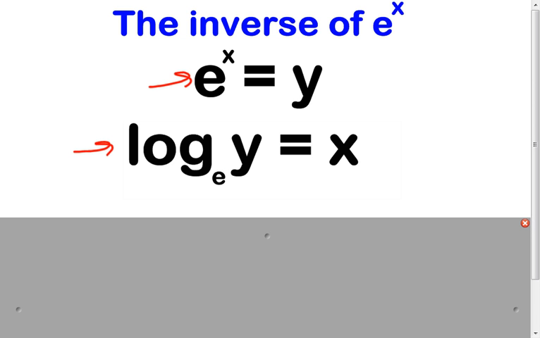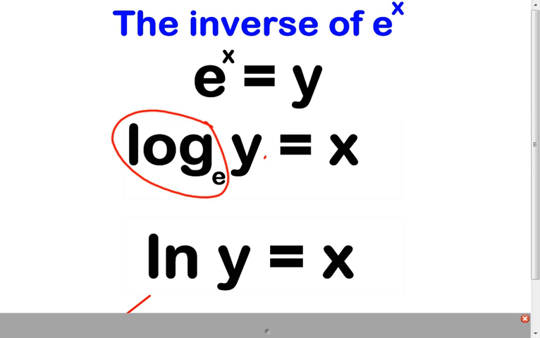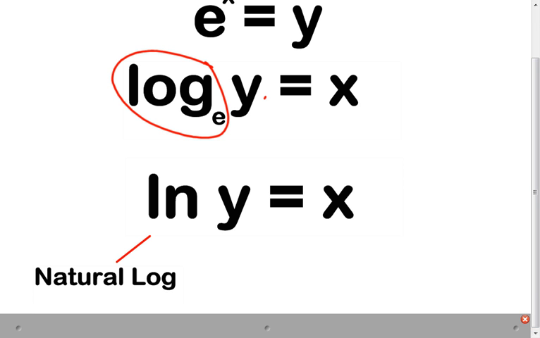Okay? So again, we know that e to the x equals y. So these two equations right here are interchangeable. Okay? So instead of writing log base e, what people do is they replace this log base e right here with ln. So ln is the same as log base e. Okay? It is also called the natural log. Okay? So log base e is replaced with ln, which stands for the natural log. That's what that means. ln is the natural log.